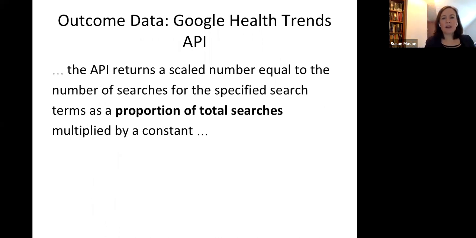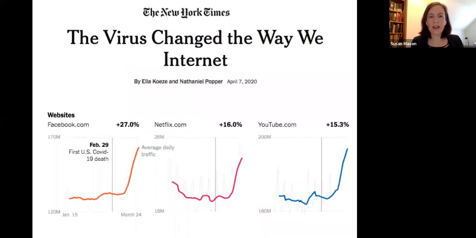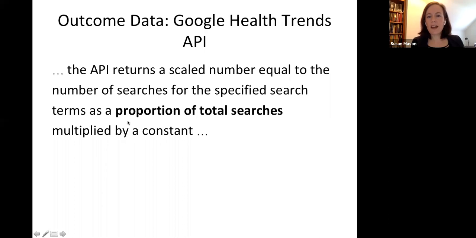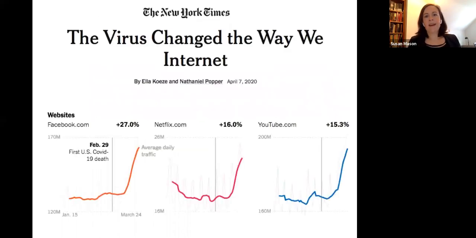Okay, so remember that the API returns a scale number equal to the number of searches for the specified search terms as a proportion of total searches, multiplied by a constant. And the fact that our search terms are a proportion of total searches is really a non-issue as long as the proportion of total searches is not changing dramatically. However, there is quite a bit of evidence that pretty much everything changed during the pandemic. So that's one challenge that we faced.